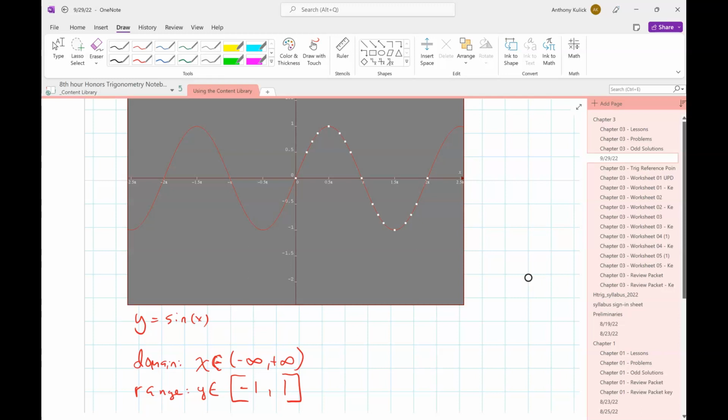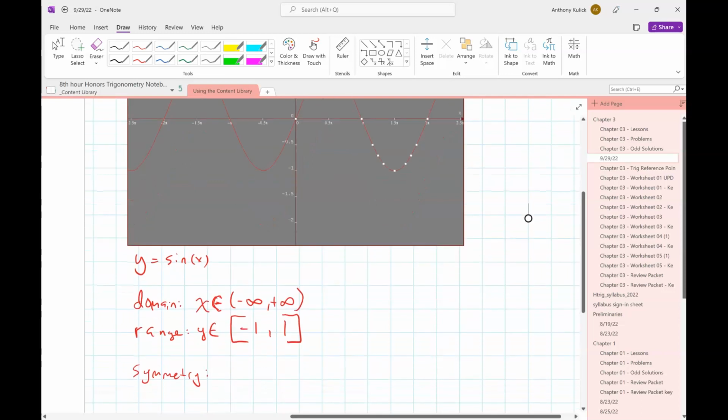X-axis, y-axis, and then 180-degree point rotation about the origin. Which one of these was this? Yeah, the 180-degree rotation about the origin. Also known as odd. That's what I'm going to call it.